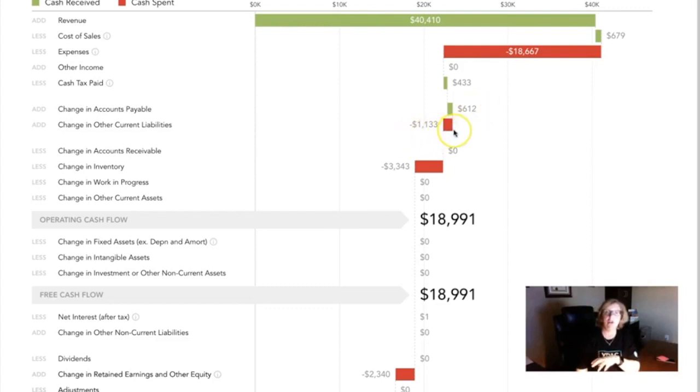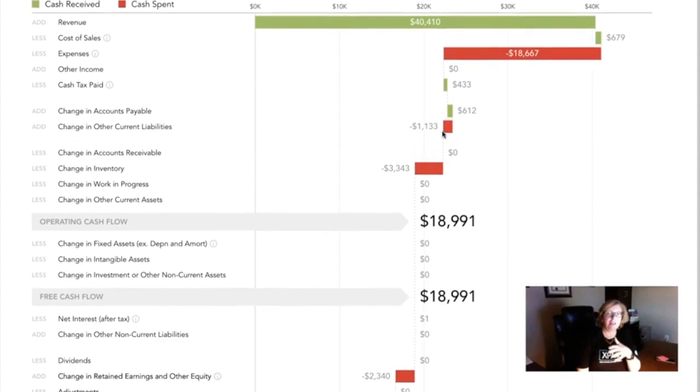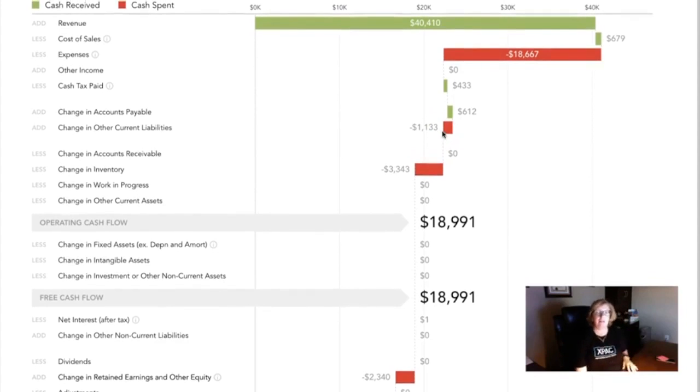In the other current liability, this changed. The negative 1133 looks like they paid down something, so maybe they paid off a credit card or paid down a debt, or maybe made loan payments. In this case, they also had a change in inventory. They stocked up on some inventory before the end of the year, so that resulted in their physical count showing that they spent another $3,300 on inventory.